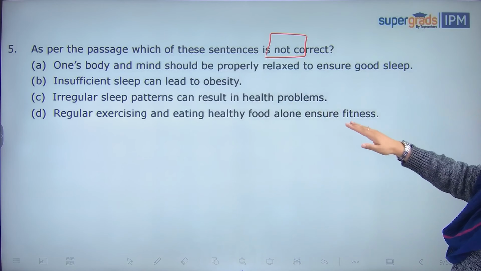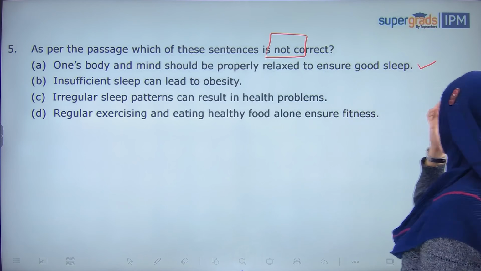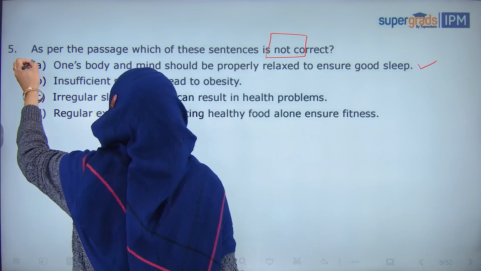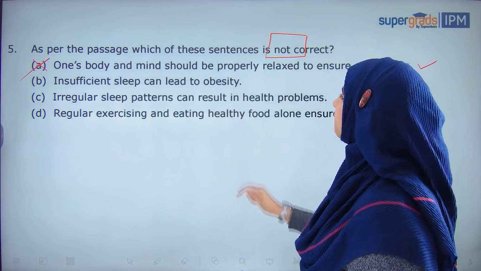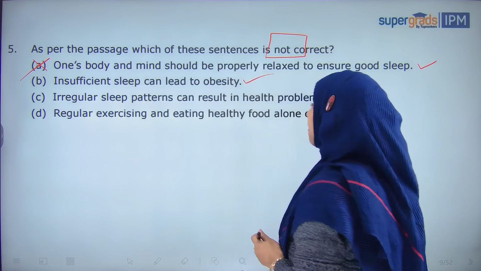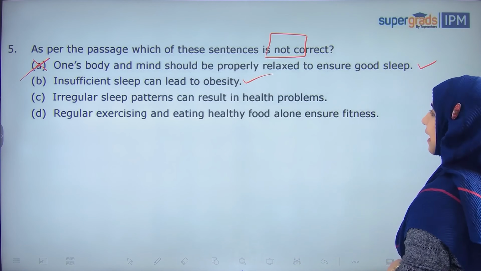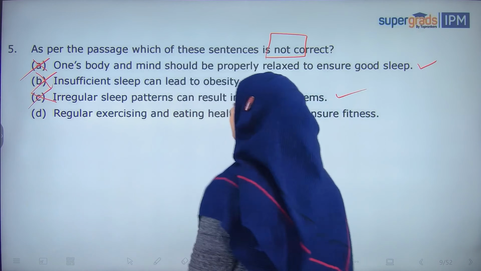Of course, one's body and mind should be properly relaxed. This is right as per the passage. So this cannot be the correct answer because you were asked for what is not correct. Insufficient sleep can lead to obesity. Yeah, that's also given. Irregular sleep patterns can result in health problems. Absolutely right. So of course, B and C are also out of the game.